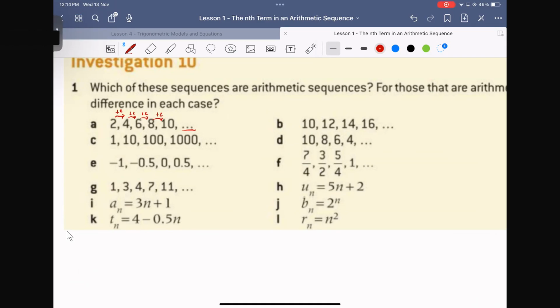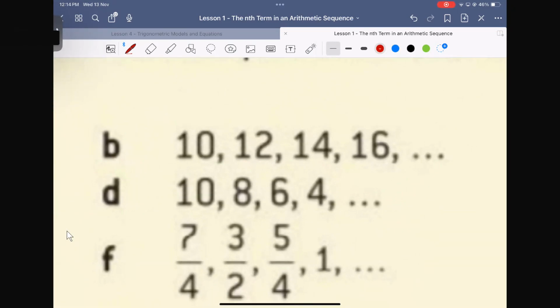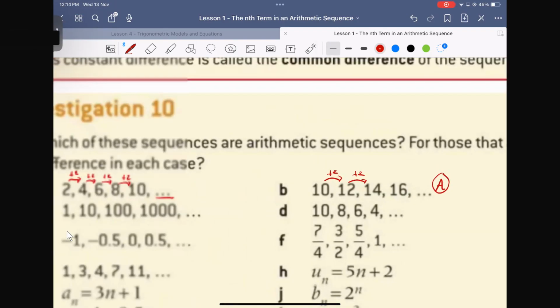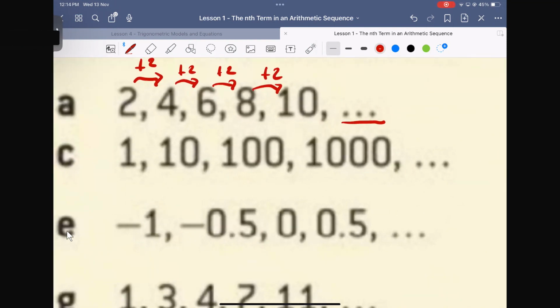Okay, so zooming in here. Do we have a common difference happening here? What is it? We have a plus 2, so this one is arithmetic. I'll put an A here at the end for arithmetic. What about C? This one is not arithmetic. We will see this type later. It's a geometric sequence because we're always multiplying by 10.